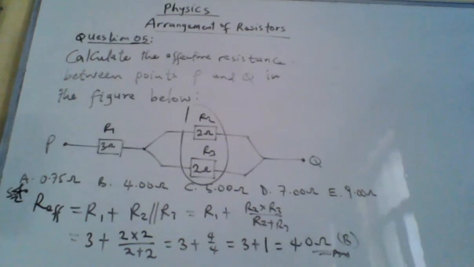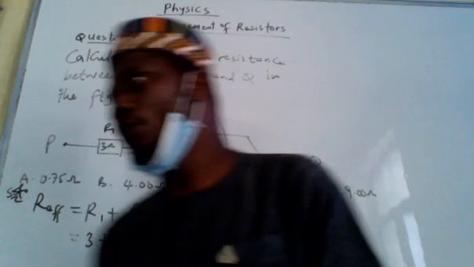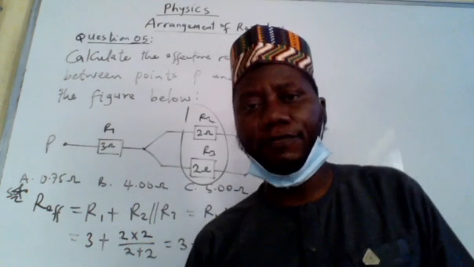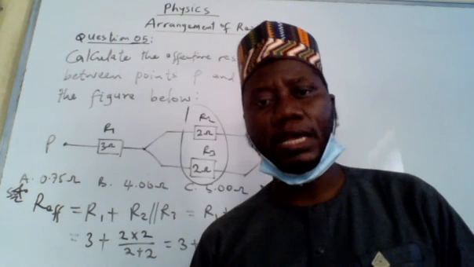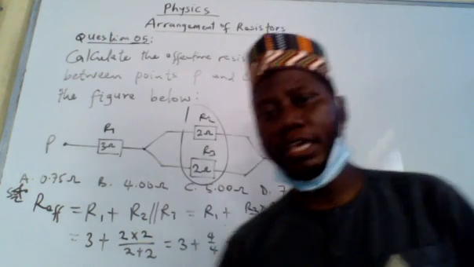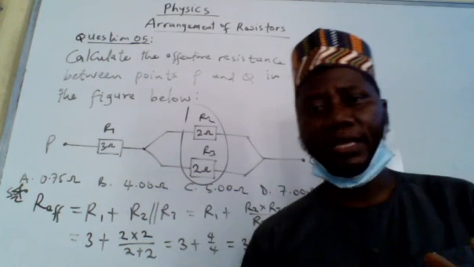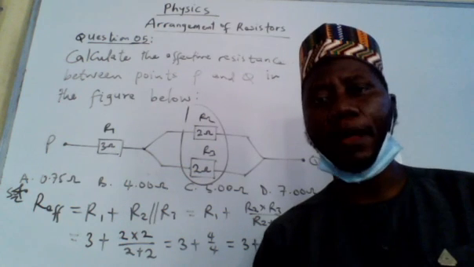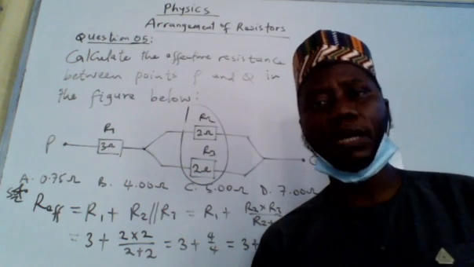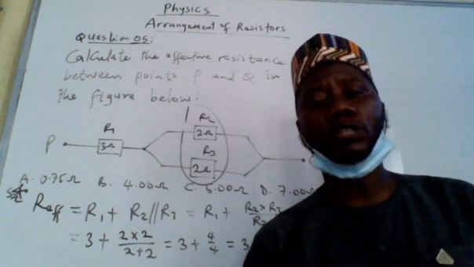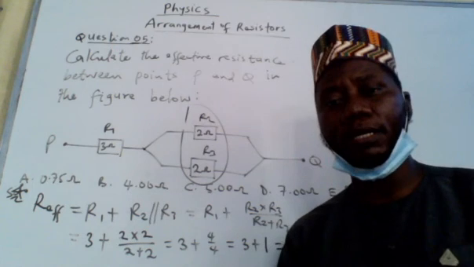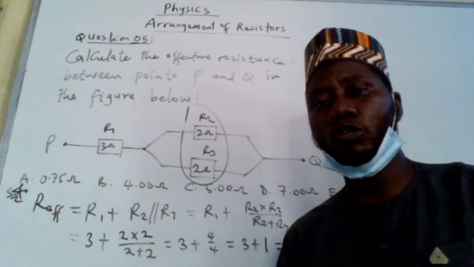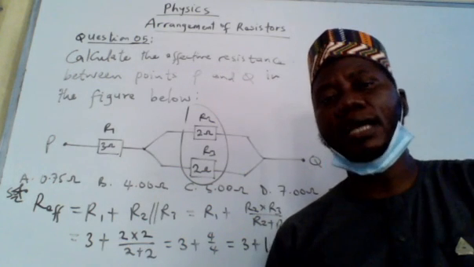So this is where we are going to be drawing the curtain of this class. In this lesson, we have been able to understand the various arrangements of resistors. We've learned that resistors can be arranged in 2 ways: the series arrangement and the parallel arrangement. The series arrangement is when resistors are arranged end to end, and to calculate total resistance in series, R total equals R1 plus R2 plus R3 up to Rn, the number of resistors we have in the circuit.